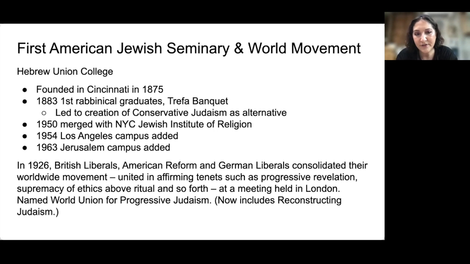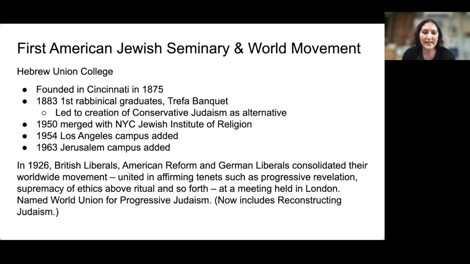But in any case, in 1950, HUC merged with the New York City seminary that was called Jewish Institute of Religion. And in 1954, the Los Angeles campus was added. And then in 1963, the Jerusalem campus was added. It's interesting to recognize for how long the Reform seminaries existed prior to them having the requirement of doing a year of rabbinical training in Israel.